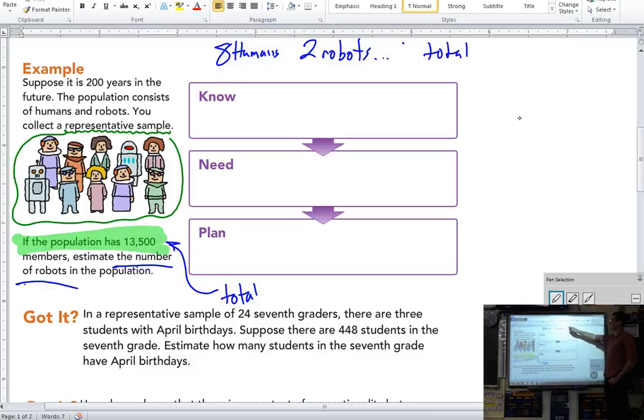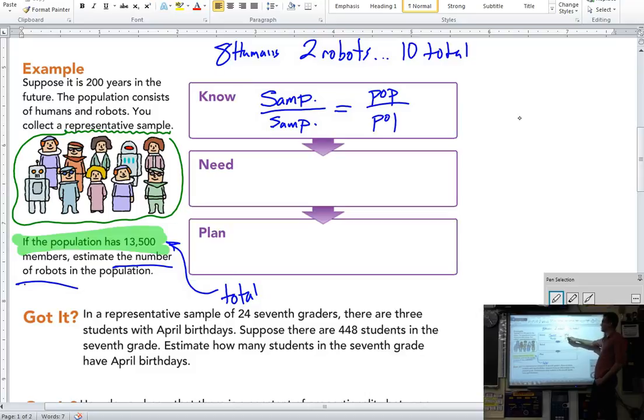So would it be 13,500 over 10? Now be careful. We could make a proportion work that way, but that would be a little bit harder to understand. So what we want to know is we are going to set up a proportion from the sample. So we're going to have sample data over sample data and relate that to population data over population data.